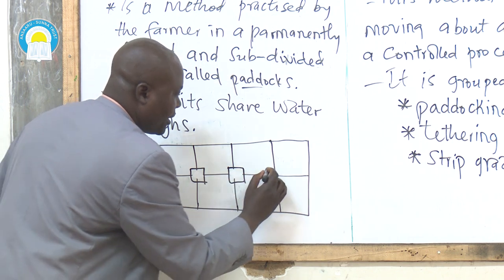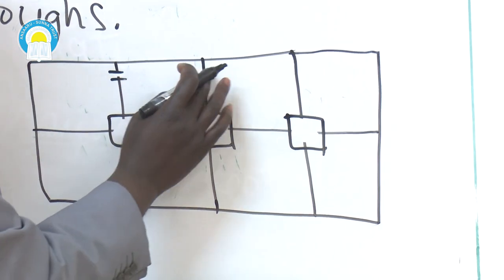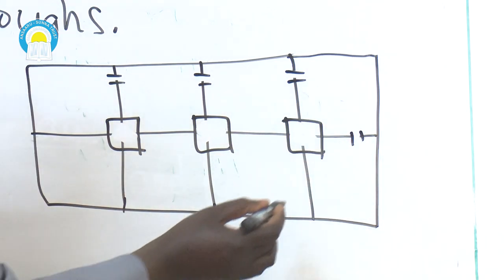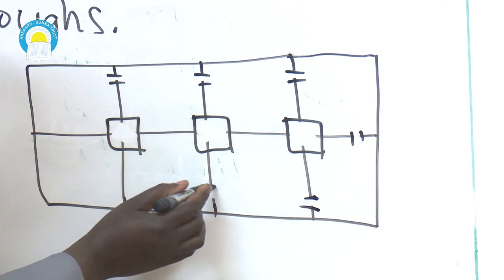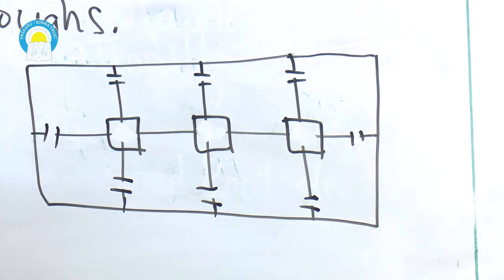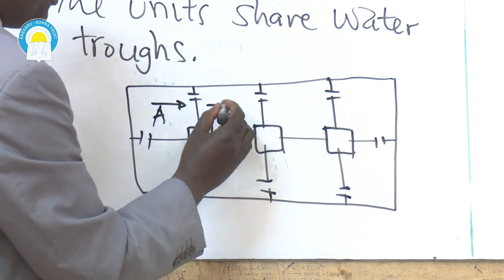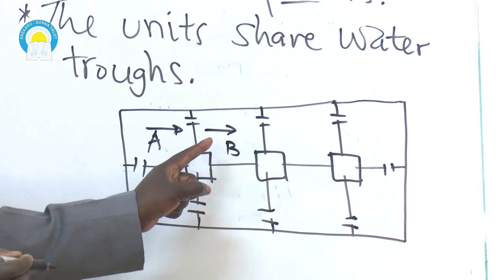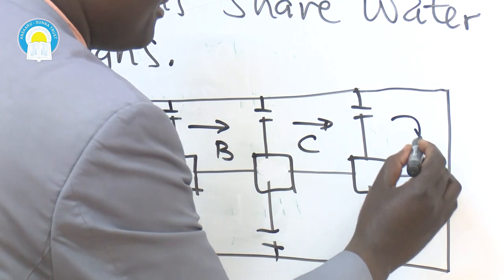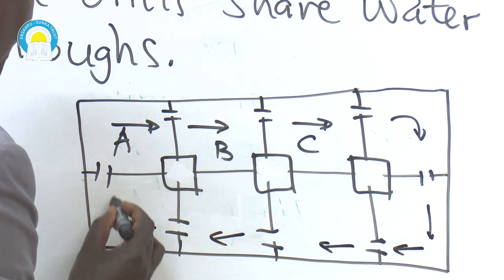These are what you call water traps. And then you will have small gates here to allow in animals or to allow out animals. Small gates like this, small gates like that. So when animals are feeding in unit A, they may move to unit B. When the grasses are over in unit B, they'll be moving to unit C. So they continue moving in that manner as they come down like this, go like this, come this side, go there, and go there.